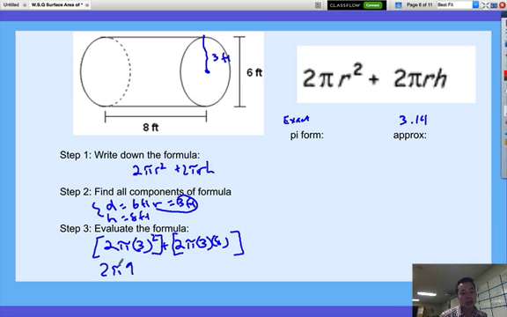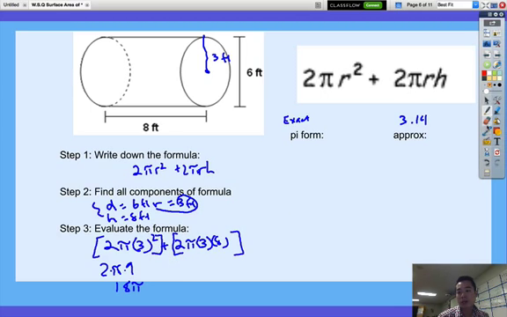And then from here, I just multiply my numbers together because all of these really mean multiply. So 2 pi times 9, which becomes 18 pi. Okay, 18 pi, that's your exact form. I'm going to leave that right there. And then I'm going to evaluate the right side.